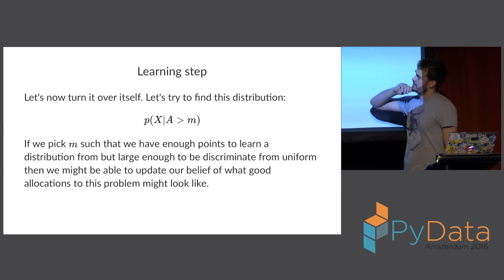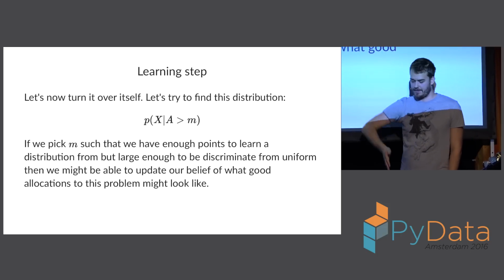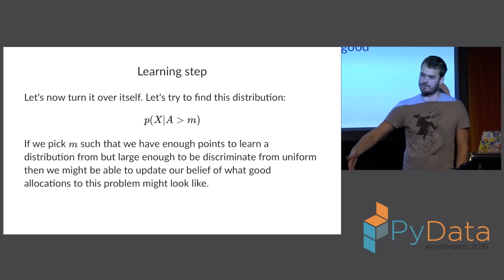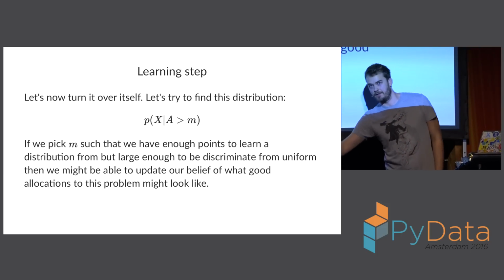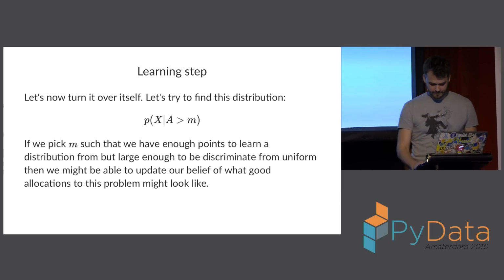And we can pick m in such a way that we do this updatingly. So how about we pick m to be like the half, like the median value. So all the areas that are higher than the median, those are the points of interest. And I want to know what the distribution looks like.